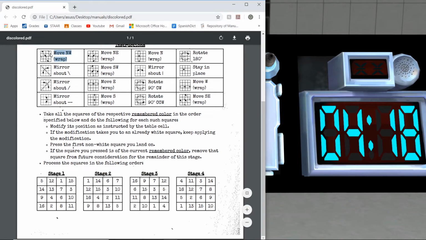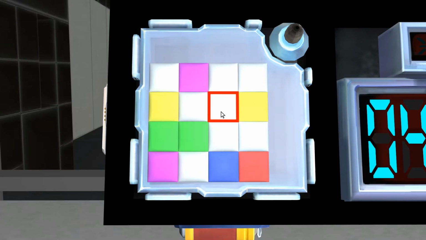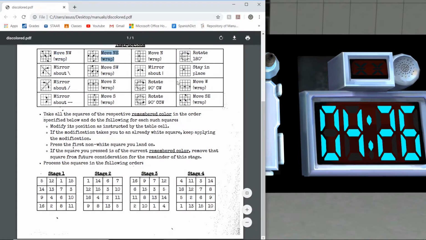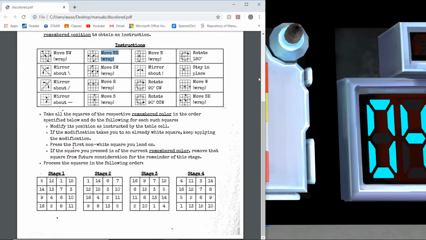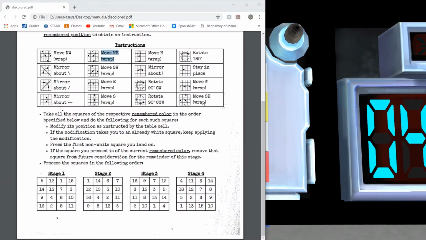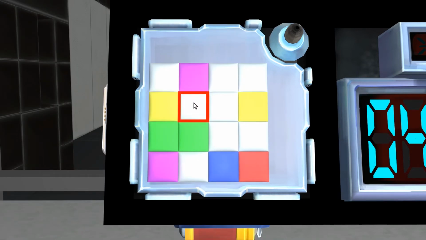So, say we start here. Moving northwest would be just moving up and left. Pretty obvious. Moving northeast would be moving up and right. Moving north would just be moving up. If we were to rotate 180 degrees, we would press the one that's diametrically opposite of it. So, for example, this square would be here, this square would be here, this would be here, and this would be here. This one would go here, this one would go here, this one would go here, and this one would go here.